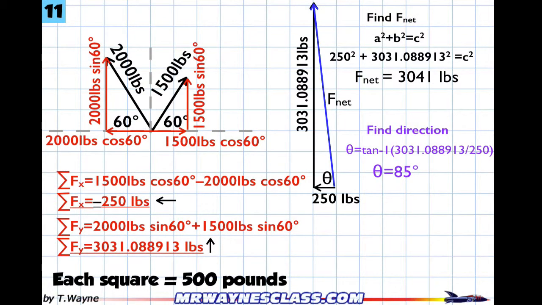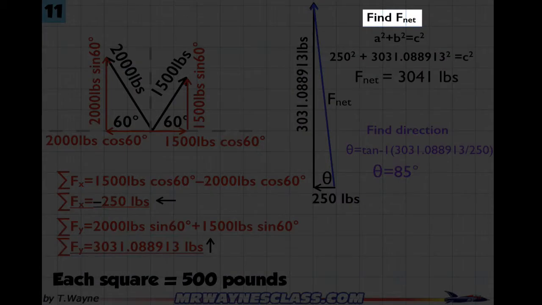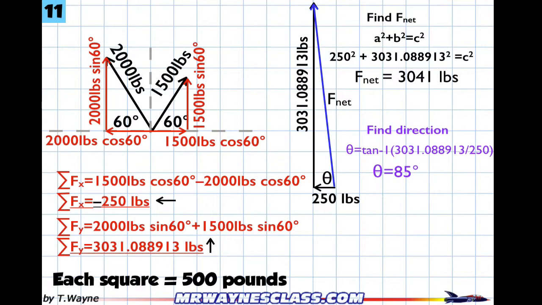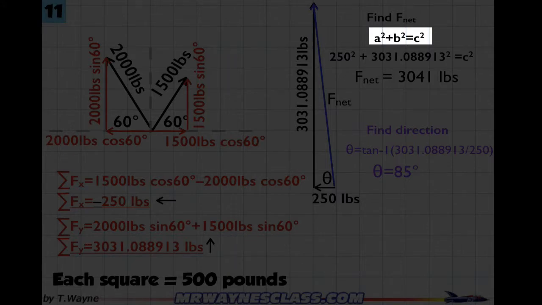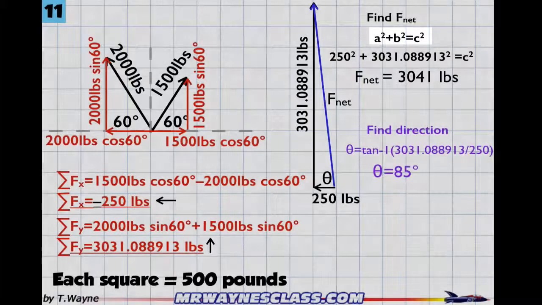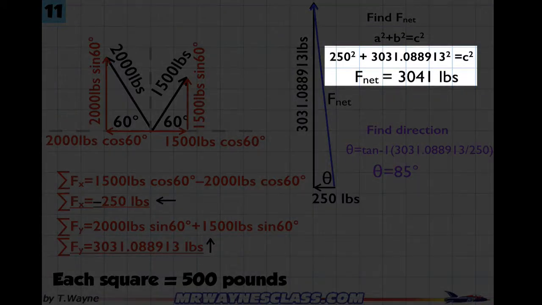And at the top of the screen on the right-hand side, I can see where it says find Fnet, so find whatever that is, if it's a force, E field, whatever the number is. But that's what you do there. I'm showing the equation, a squared plus b squared equals c squared. And I'm showing it with numbers, and then I'm showing my final answer.